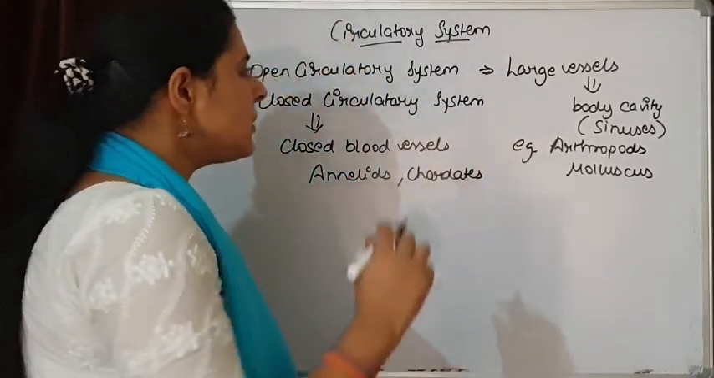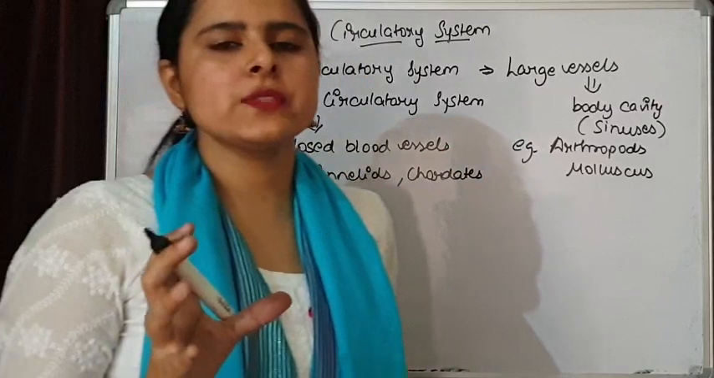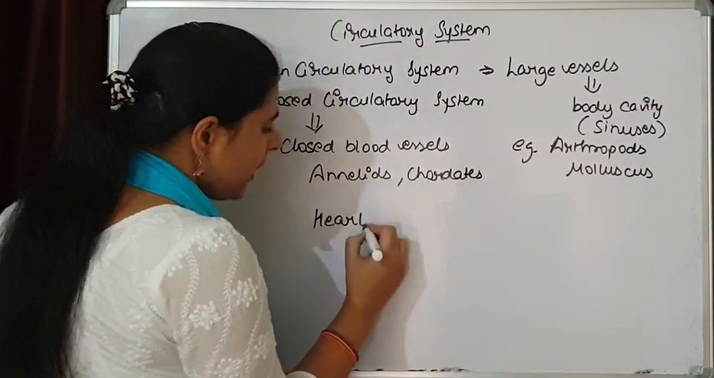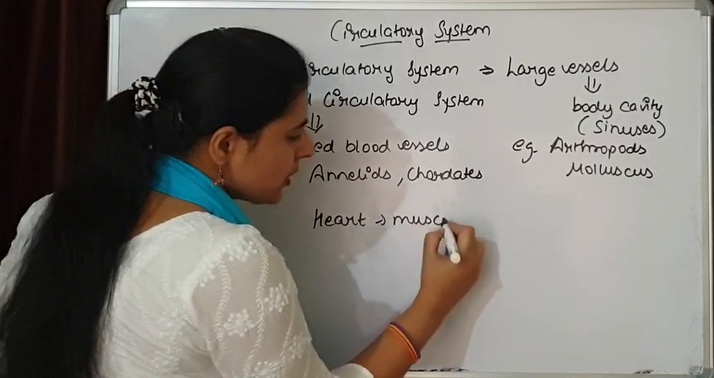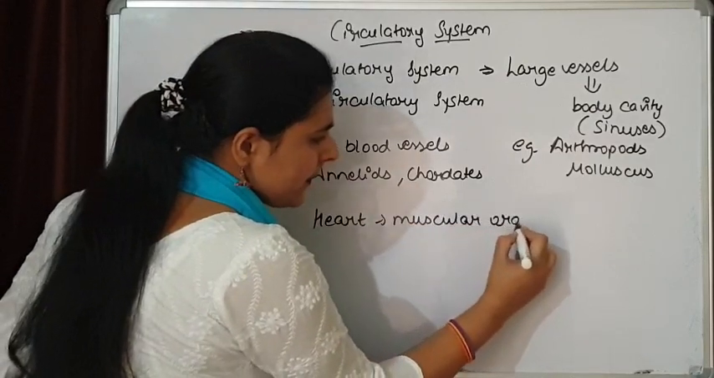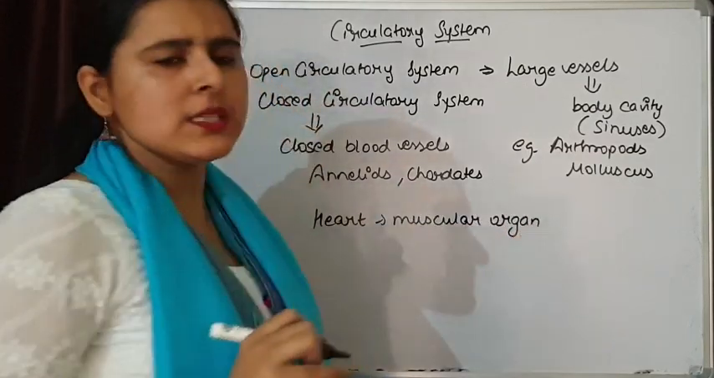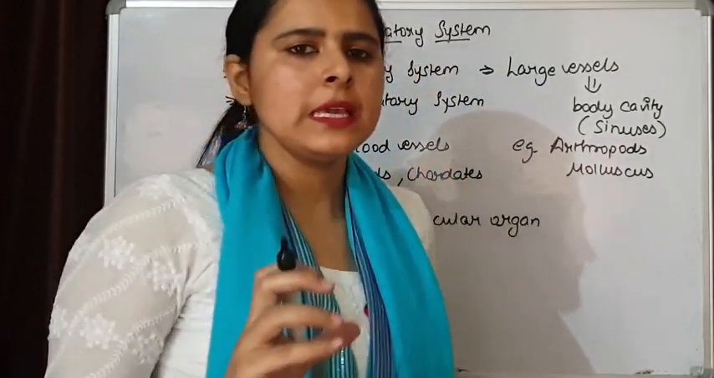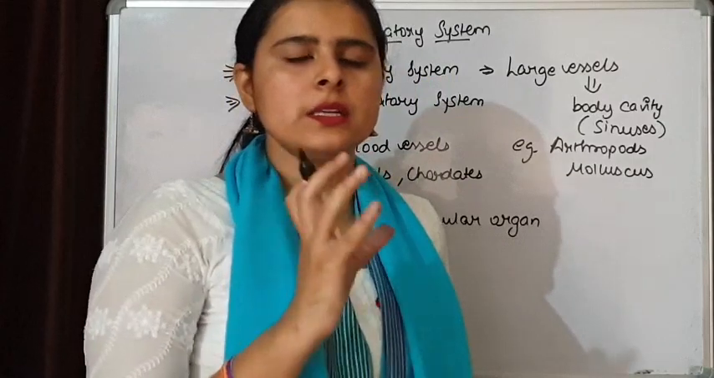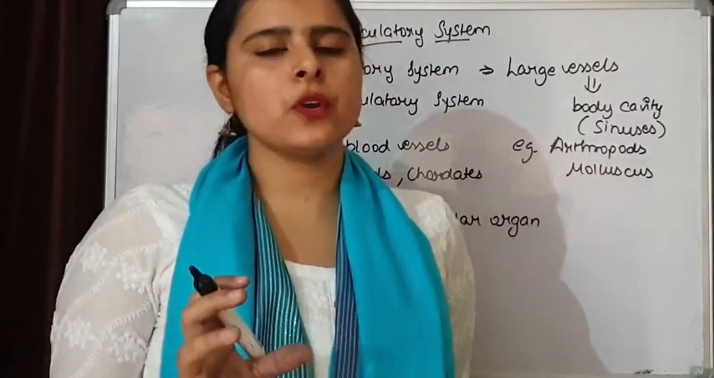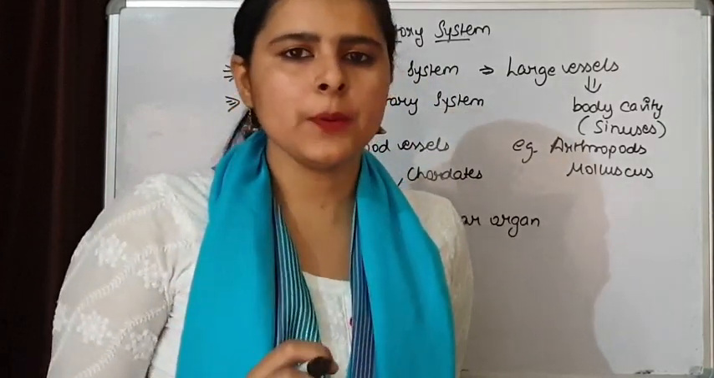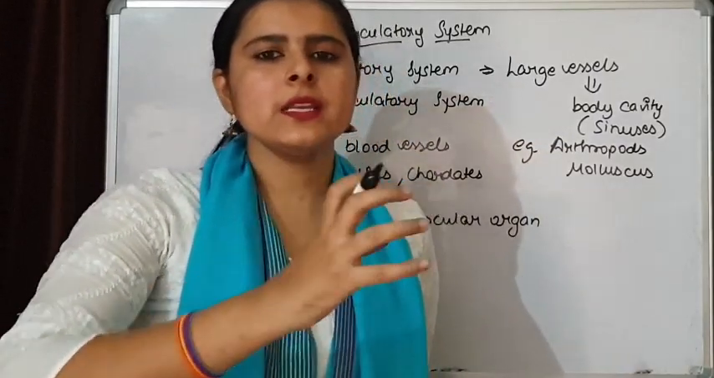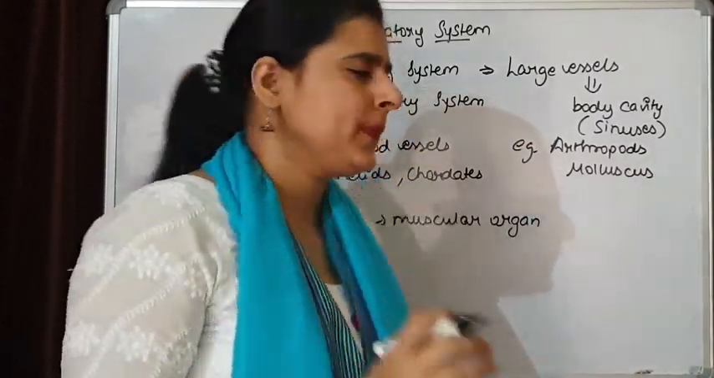When we talk about the organ of circulatory system, the organ of circulatory system is heart, which is a muscular organ. We can see difference in heart in various organisms. Means in some of the organisms the heart is complete, while in some of the organisms the heart is incomplete, and because of this incomplete and complete heart there is difference in the functioning.